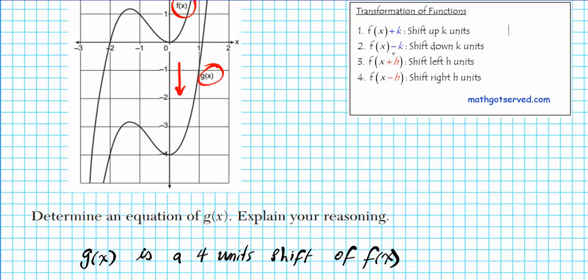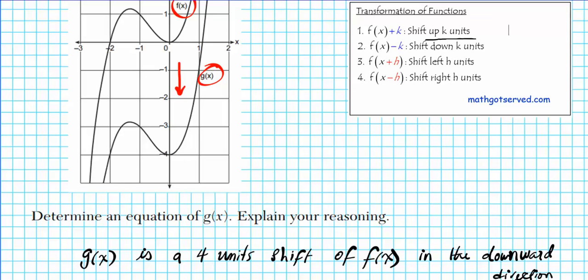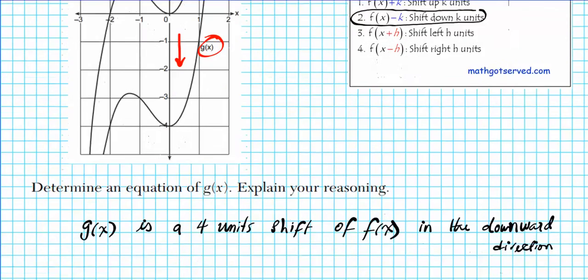We're shifting down k units. Okay, it's a 4 unit shift. Oh, I didn't indicate the direction, so let me do that. 4 units shift of f of x in the downward direction. Okay, so we're shifting vertically downwards to be specific. So we are going to be looking at equation 2.